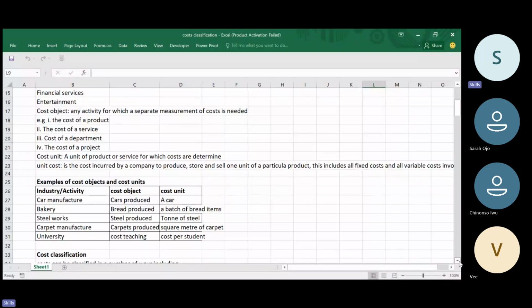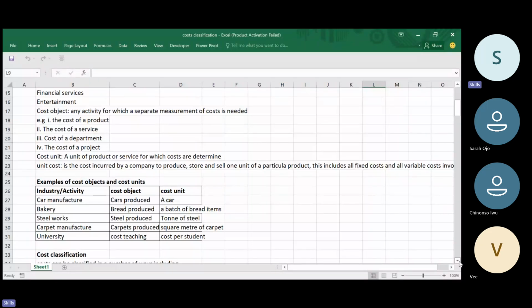Then we have examples of cost objects and cost units. Industry activity, car manufacturing, a company that manufactures cars. The cost object there is the cars produced. The car they produce is the cost object. Then the cost unit is a car. One car, a single car produced, is the cost unit.